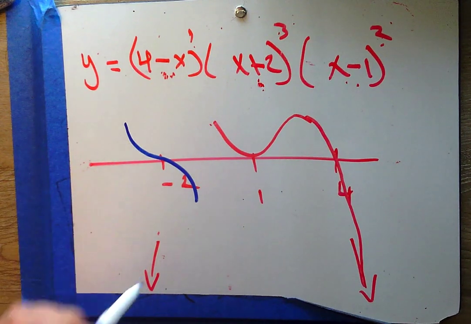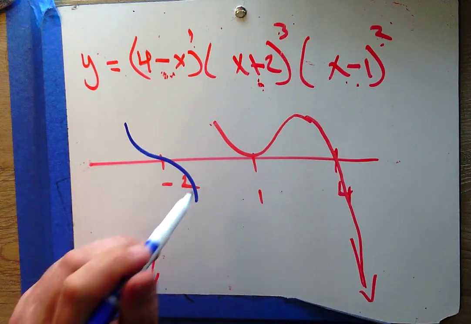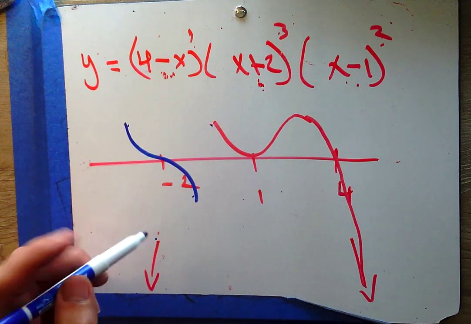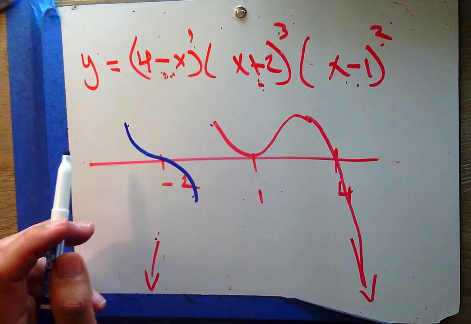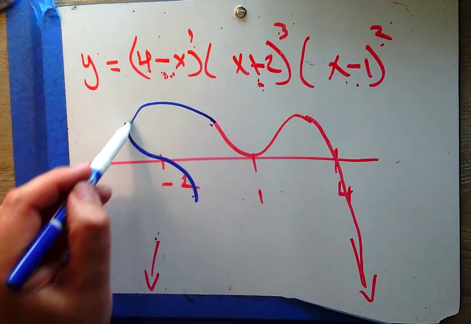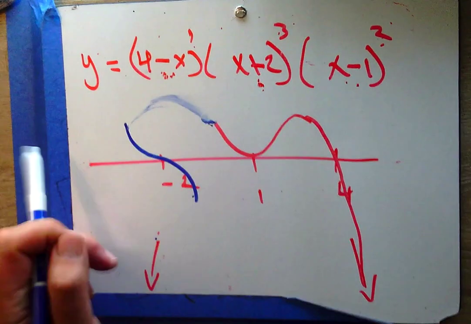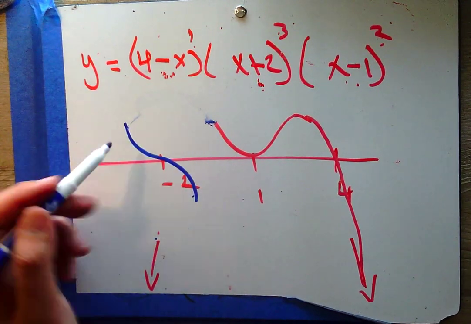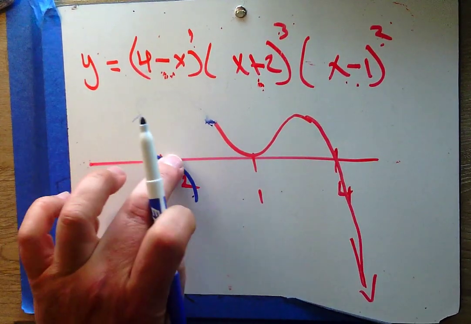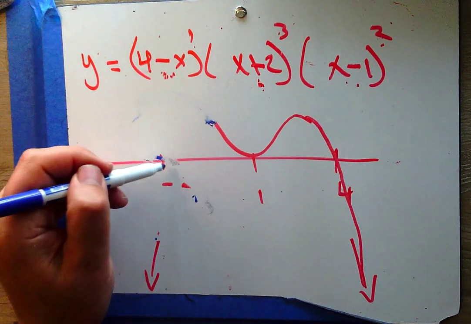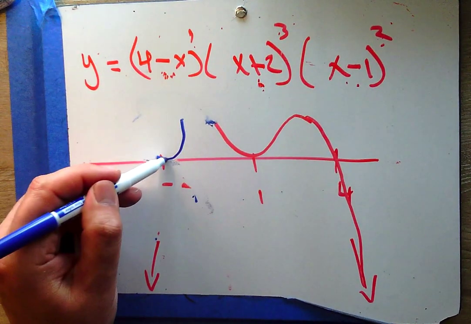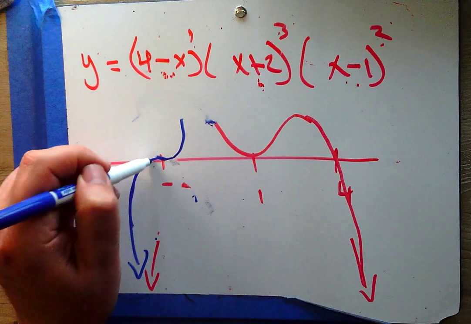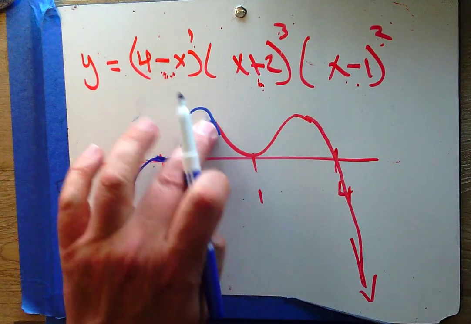Well, can I make this connect to this and this connect to this in such a way that this stays a function? Well, let's see. Oh, fails the vertical line test. That's not going to work. I can't connect those. So it's not going to be this wiggle through at x equals negative 2. It's going to look like positive x to the third. So there's my going down forever, and there's my connecting up.